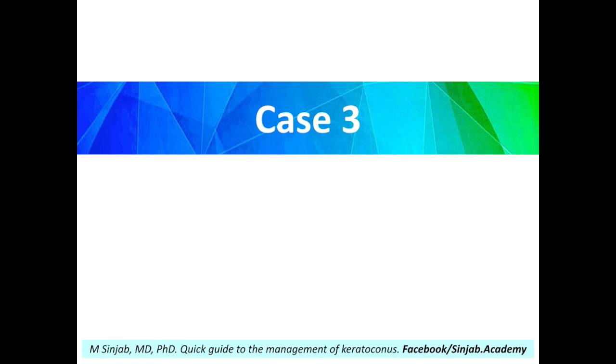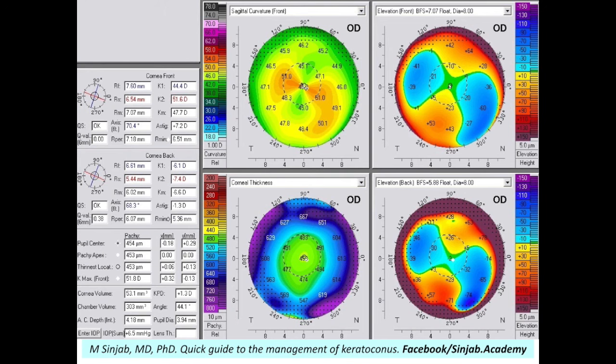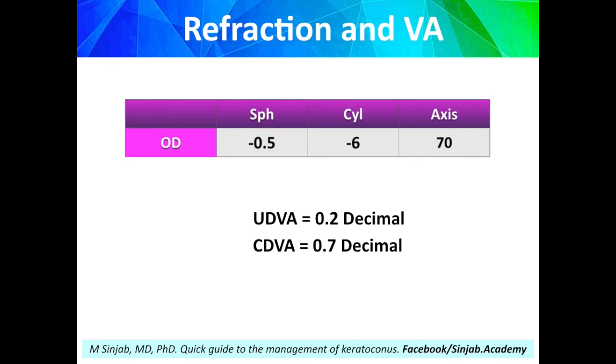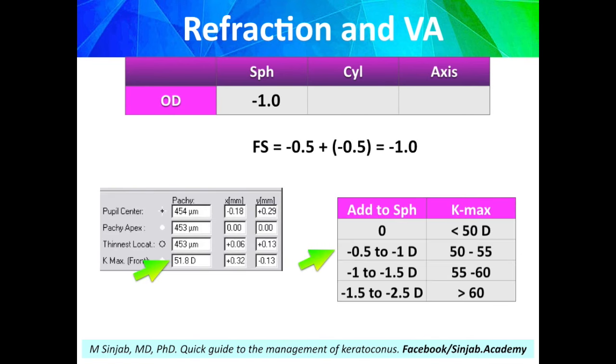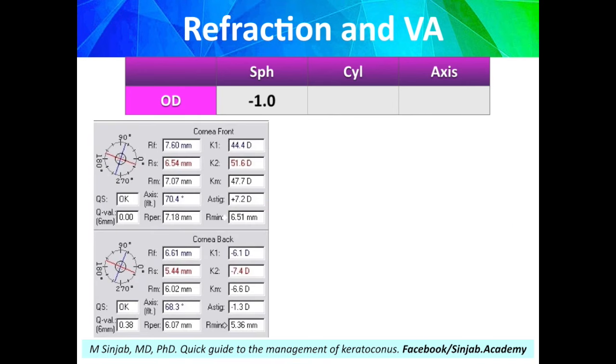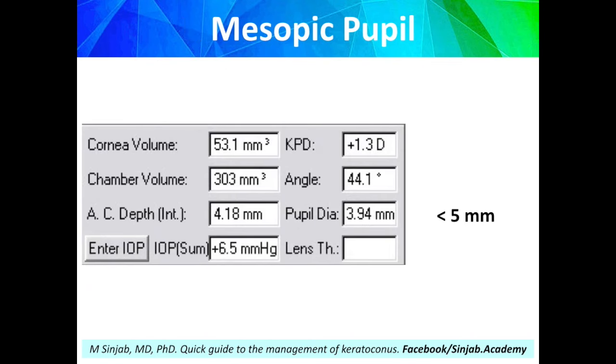Now, case number 3. This is the topography of the right eye of a patient with keratoconus. This is his refraction and uncorrected and best corrected visual acuity. Regarding the sphere, the cone is peripheral, so we have to consider the Kmax factor, and the final sphere will be -1. The topographical astigmatism is 6 diopters, and the mesopic pupil is smaller than 5 millimeters.